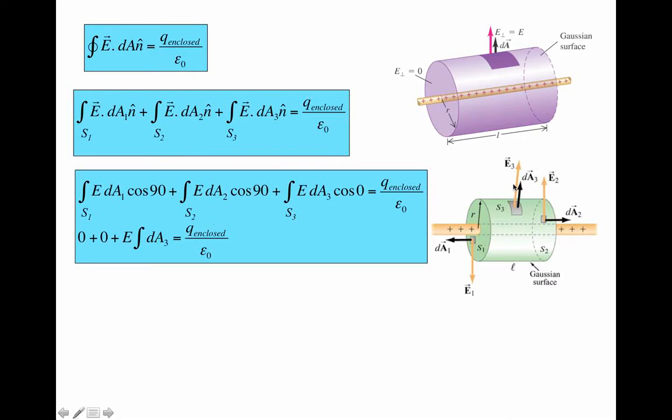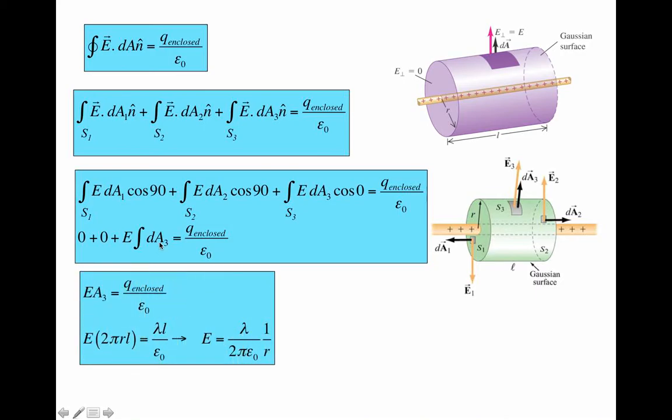However, for area 3, the angle between the electric field and the unit vector n hat, which represents the direction of the area, perpendicular to the area at any point, is 0. So cosine 0 is 1. That means that since the electric field is constant, it comes out of the integral, and I get the electric field times the integral over the area dA3.